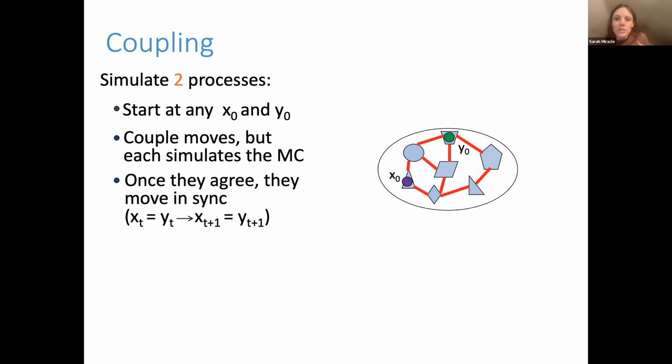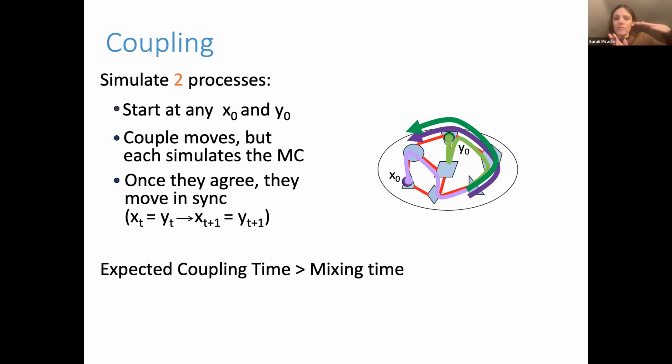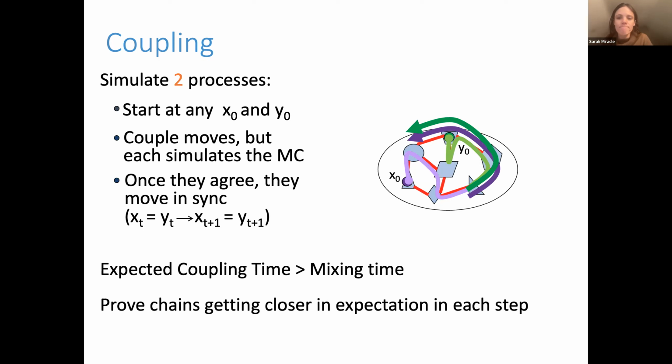The idea of coupling is we're going to simulate 2 processes, X and Y, and each of them, if we view it in isolation, looks just like that Markov chain. We simulate these processes until they agree, and once they agree, they stay together. It turns out that if we can bound how long it takes before these processes agree, this is called the coupling time, and this will give us a bound on the mixing time.